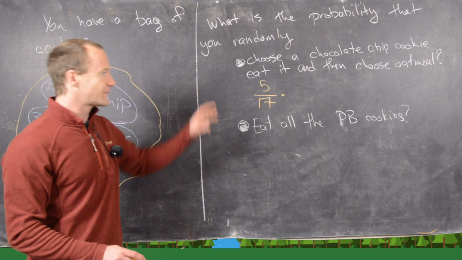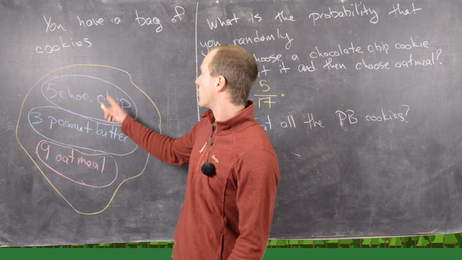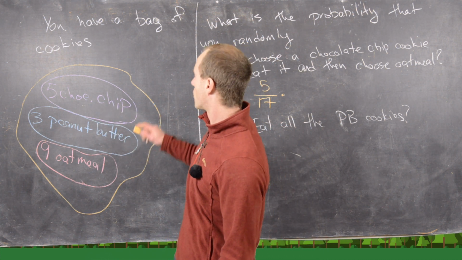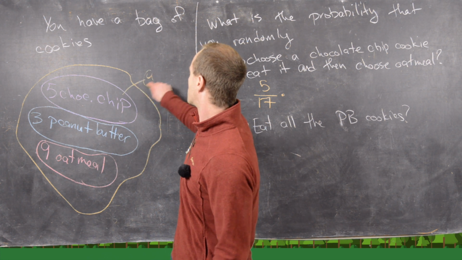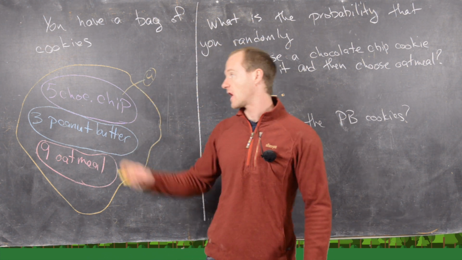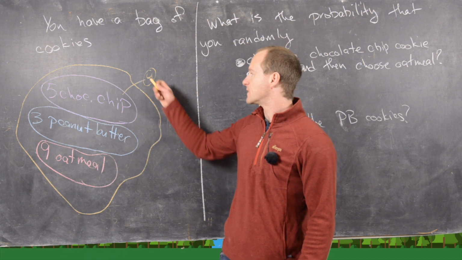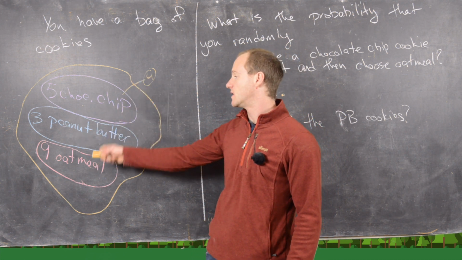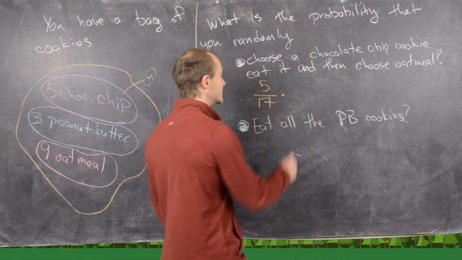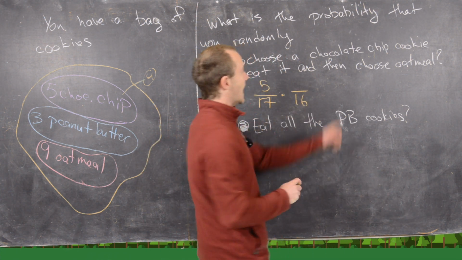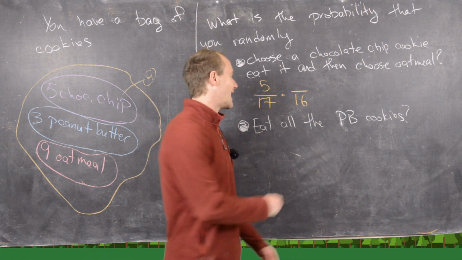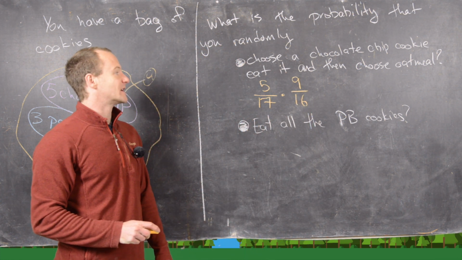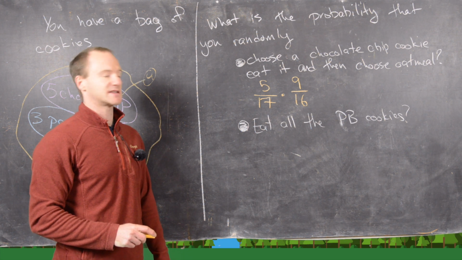So notice after this happens, we have 1 less chocolate chip cookie in there. So now we only have 4 chocolate chip cookies. So let's put that just as a note for now. So now we only have 4 chocolate chip cookies, which means we have 4 plus 3, which is 7, plus 9, which is 16 total cookies. And then how many of them are oatmeal? 9 of them are oatmeal. So now our probability is 5 times 9 over 16.